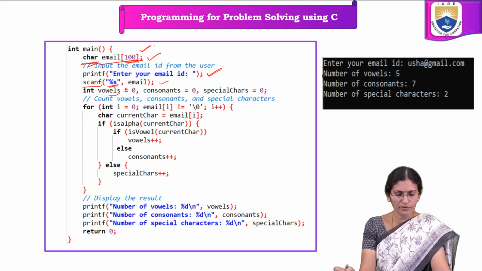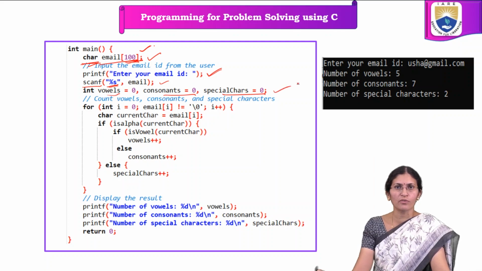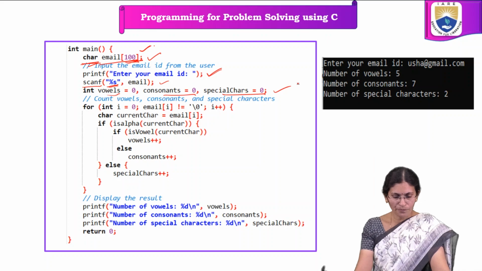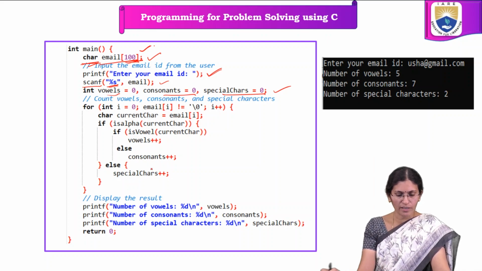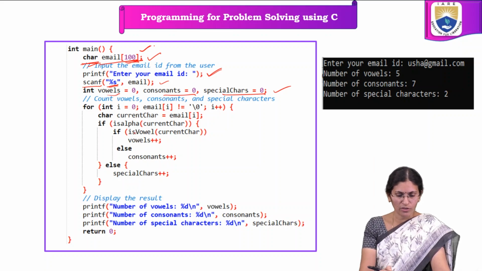Next after that, we are initializing vowels as 0, consonants as 0 and special characters count also as 0, because initially we are not counting any vowels, consonants and special characters. Therefore, we have initialized all the variables with 0. Next, we are writing a for loop. Since it is an array, we need to access each element of the array, so for that we have used this for loop.